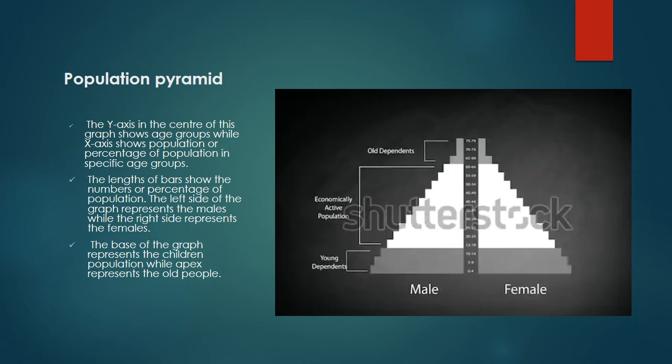So the base, the down part, is all young dependents, meaning all the children, who are dependent on the people who can earn money. And the apex part, the top part, represents the old people, who are also dependent on the economically active population. So in this figure, the base is young dependent, the apex is old dependent, and the middle proportion between the base and apex is the economically active population.